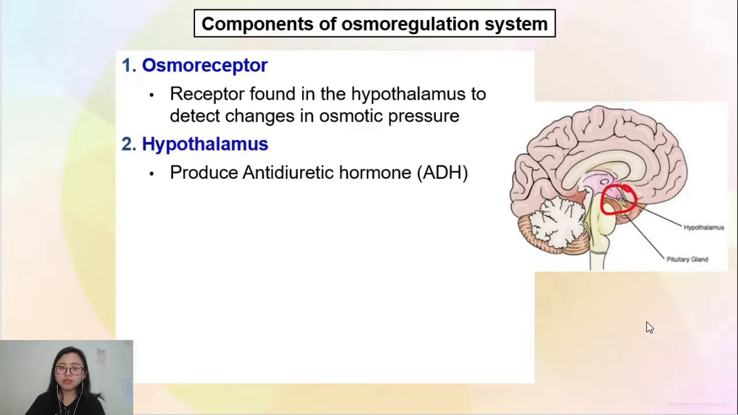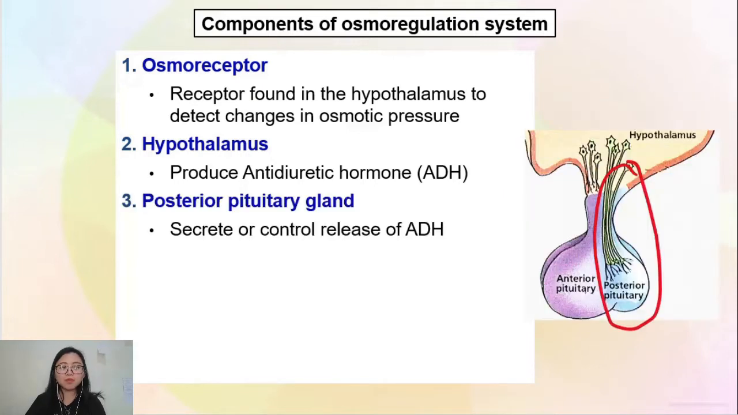Hypothalamus is the part of the brain that will produce the antidiuretic hormone, ADH. And the posterior pituitary gland in the brain will secrete or control the release of ADH. So ini sel ini yang akan detect, lepas tu hasilkan hormon tu. Dan yang tolong kasih keluar adalah posterior pituitary gland.